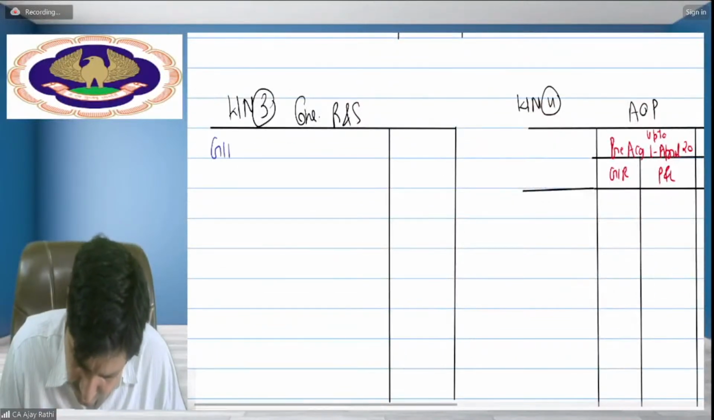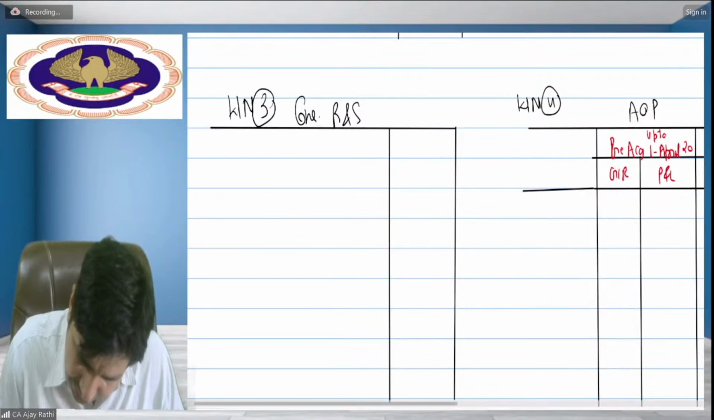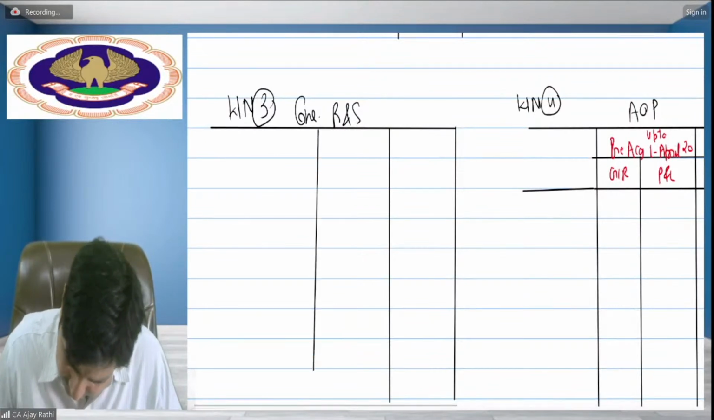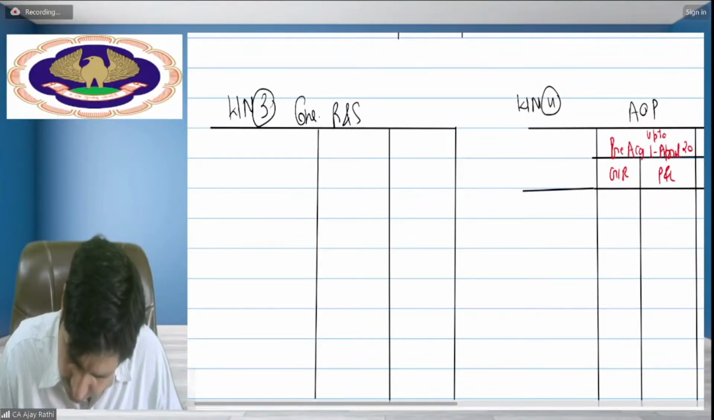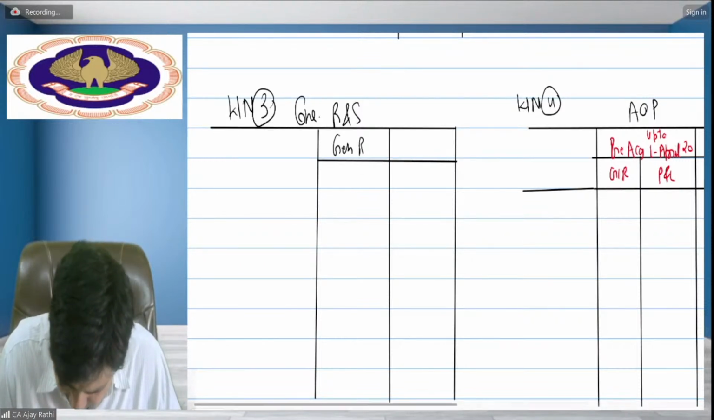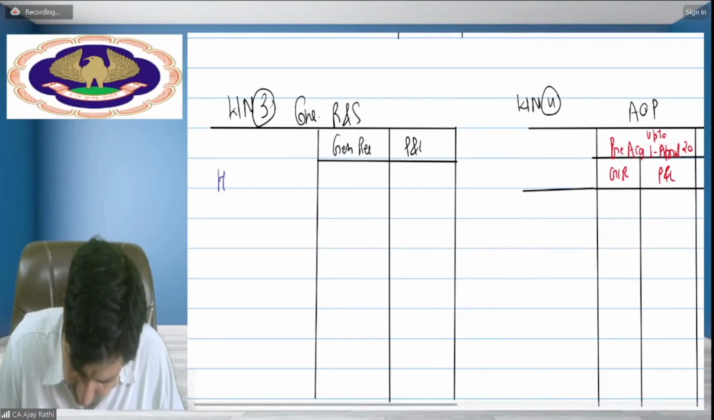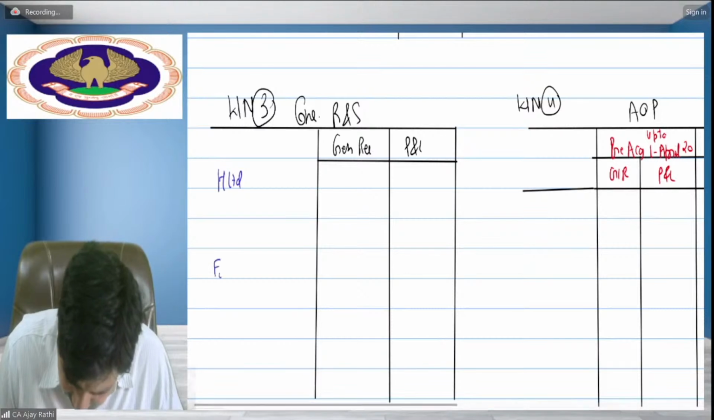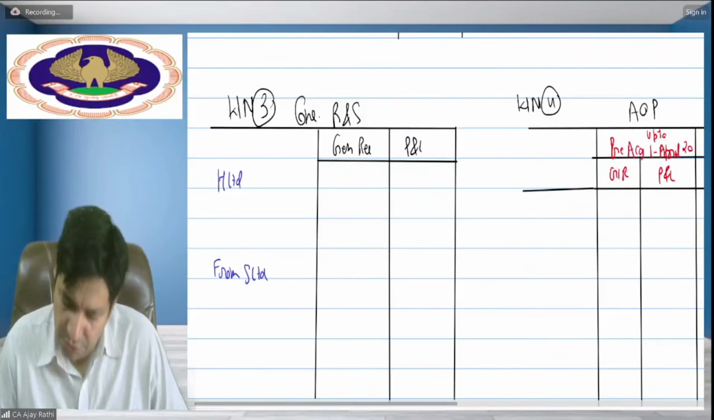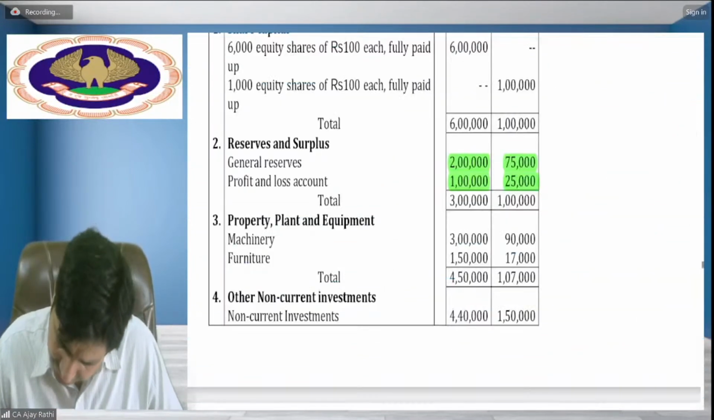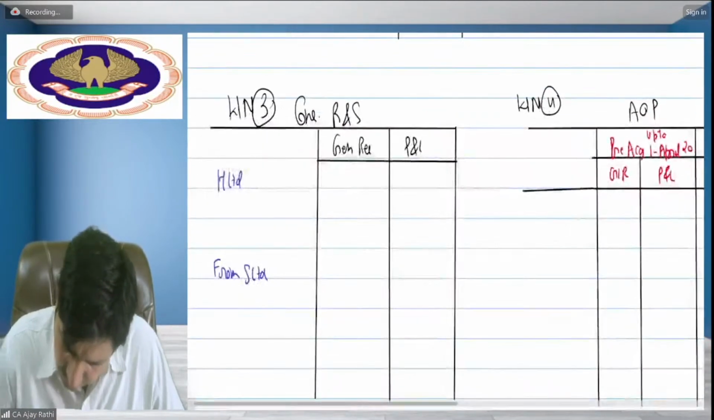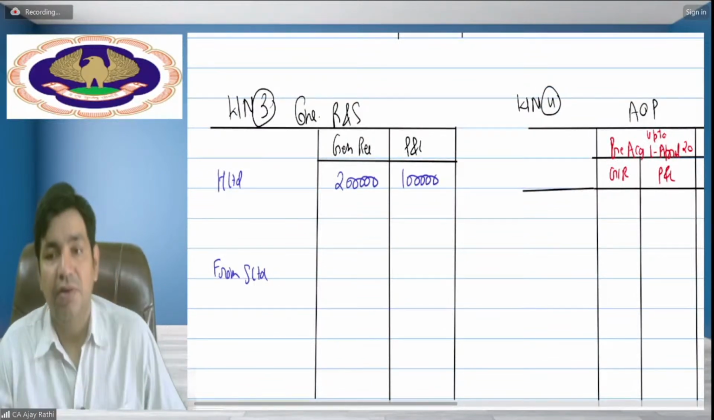General reserve. So sorry, 2 columns will be there. In this case also 2 columns will be there. Number 1 column, that is general reserve. Second column, that is profit and loss. Beta, here it is what? H Limited, and then S Limited. So H Limited figures are there, that is 2 lakh and 1 lakh. What about the rest?